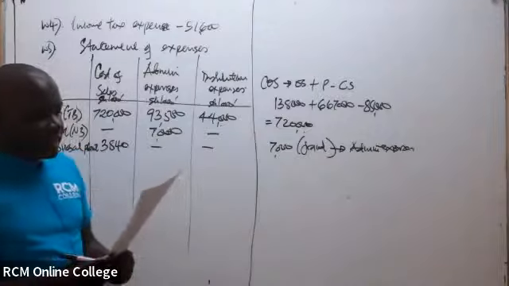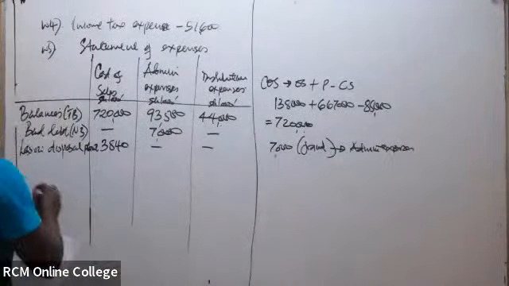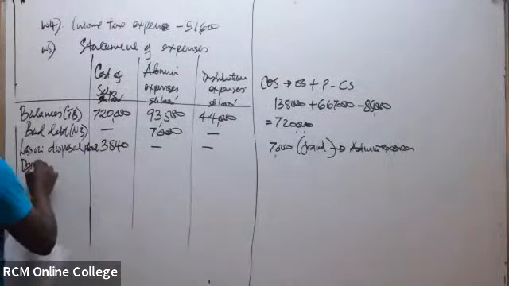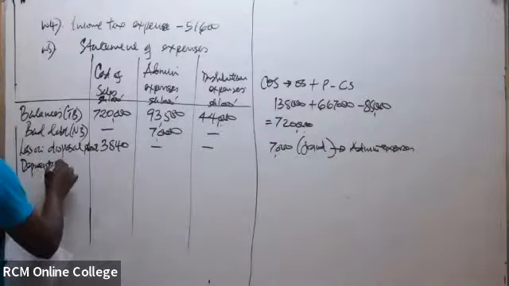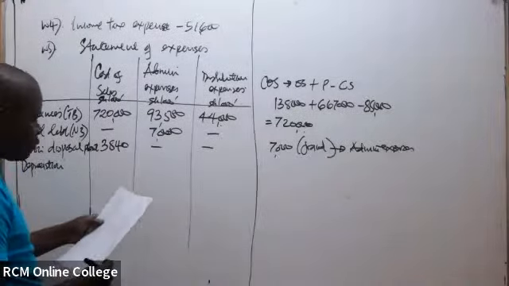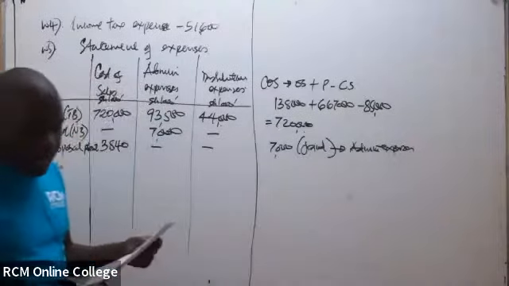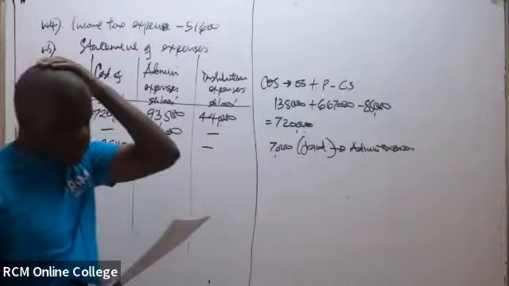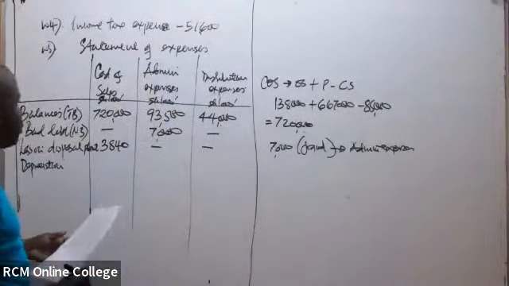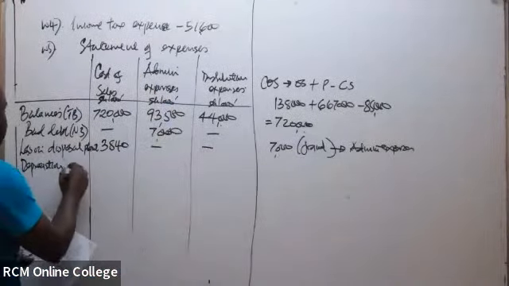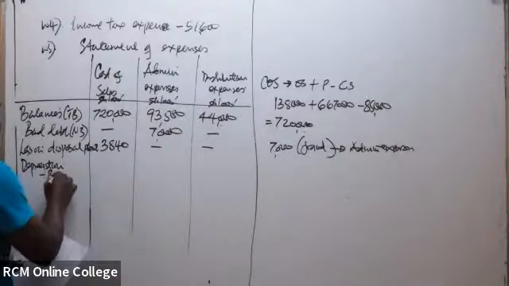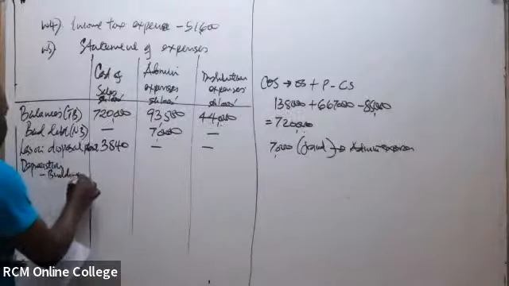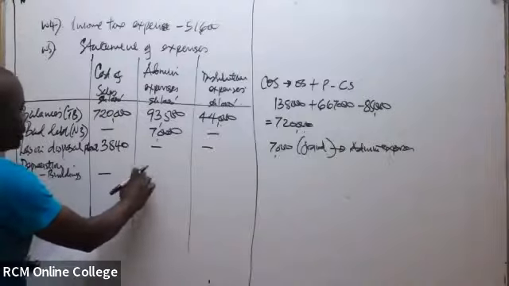Then, of course, you have depreciation. So there was depreciation. Depreciation in this case for buildings, you are told it will go under admin. Depreciation for buildings will go under admin. So what was the amount for depreciation for buildings? So we can start with the buildings. It was how much for buildings? What did we get as depreciation for buildings?